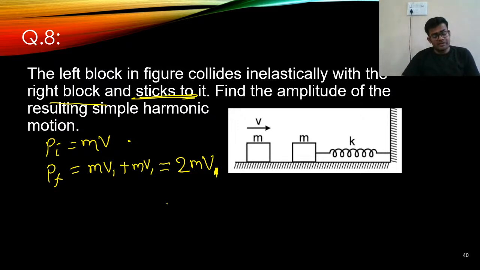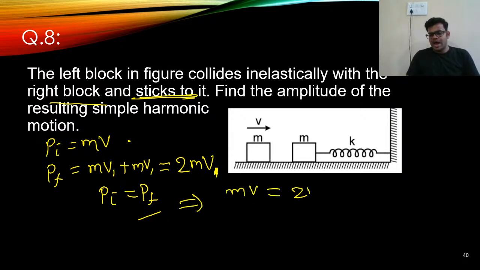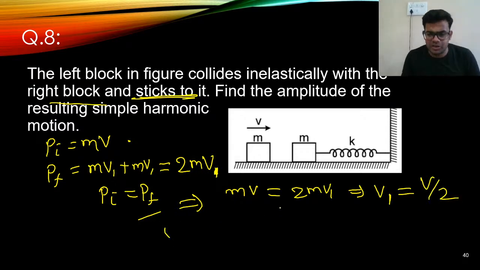Whenever such an event happens, we can say that during the collision, momentum of the system remains conserved. So initial momentum will be equal to final momentum. Let us put the value: m into v will be equal to 2mv1. That's all. So we are getting the value of v1, meaning the final velocity of the blocks, that is v by 2.